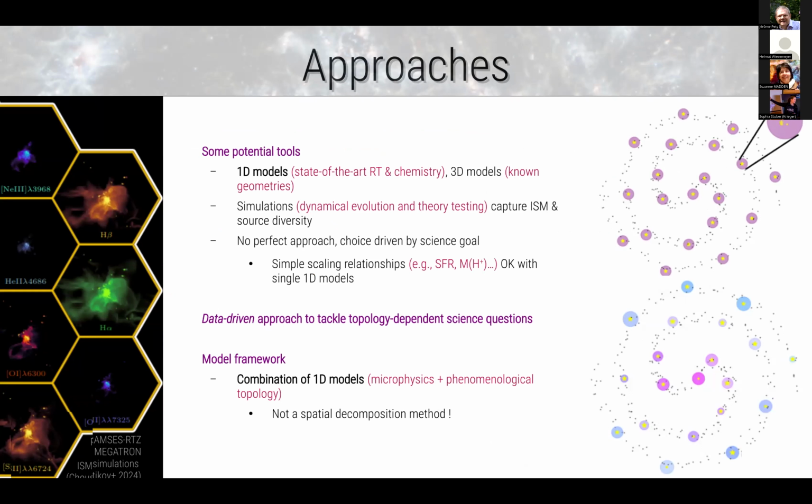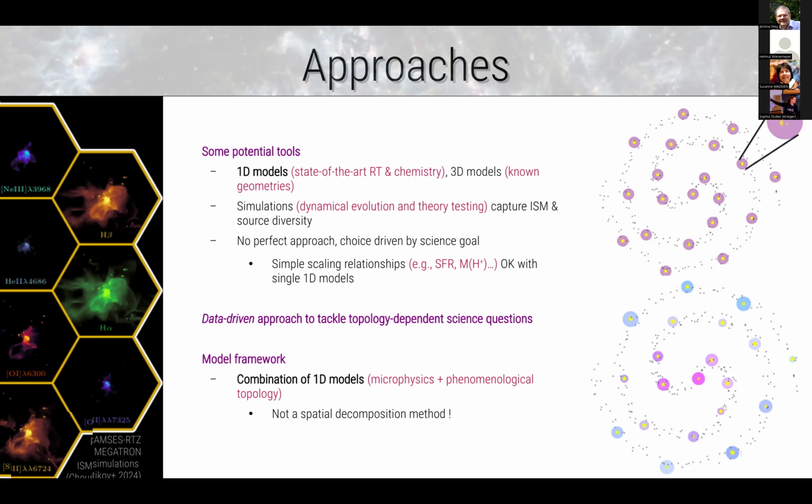1D models are state-of-the-art radiation transfer models and state-of-the-art chemistry. 3D models are very good for the geometry, but geometry is not a free parameter per se. You have to force it. You can use simulations, which are able more and more to capture the diversity of the ISM physical conditions and the diversity of the sources, but they are expensive in resources. And globally, there is not a perfect approach. The choice is merely driven by the science goal.